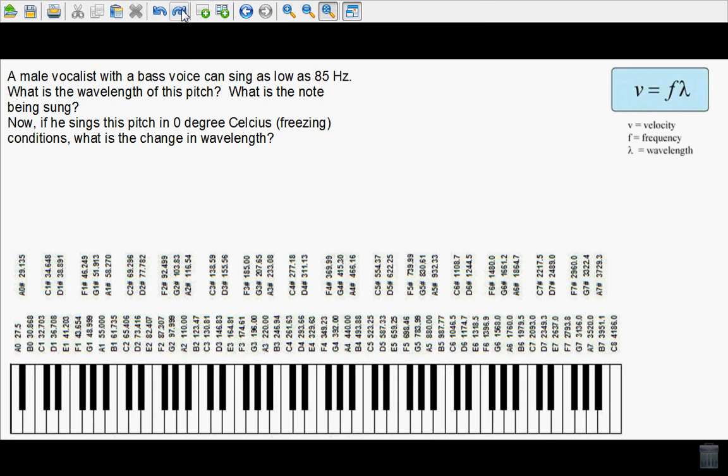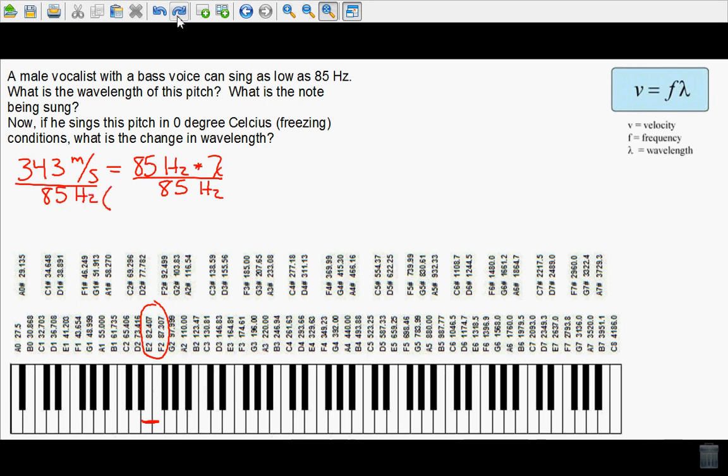Now, if he sings this pitch in 0 degrees Celsius freezing conditions, what is the change in wavelength from what was given above? So with 85 hertz, the note being sung is somewhere between E2 and F2 on the keyboard, so that's a pretty low pitch, a low frequency. Let's use our equation, V equals frequency times wavelength, to solve for the wavelength at 20 degrees Celsius. So 343 meters per second, the speed of sound at 20 degrees Celsius, is equal to 85 hertz multiplied by wavelength. Divide both sides by 85 hertz.